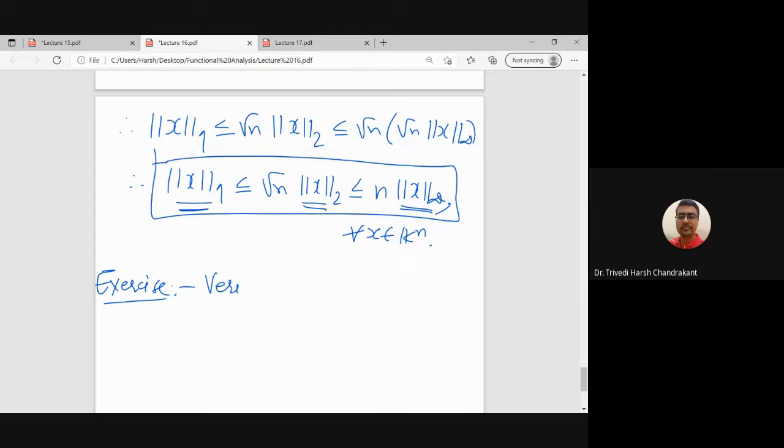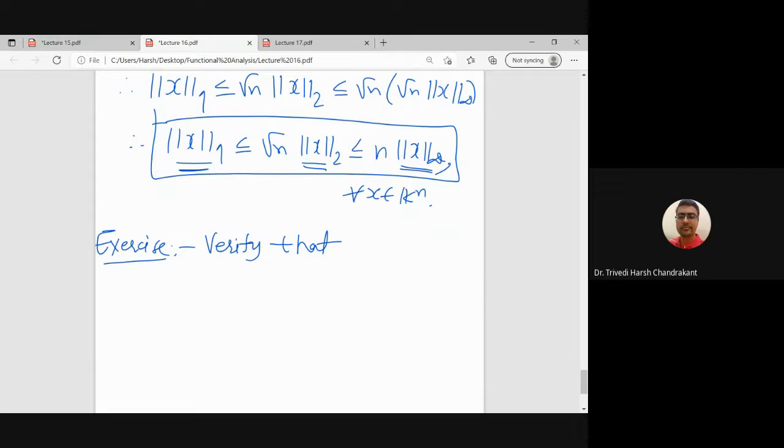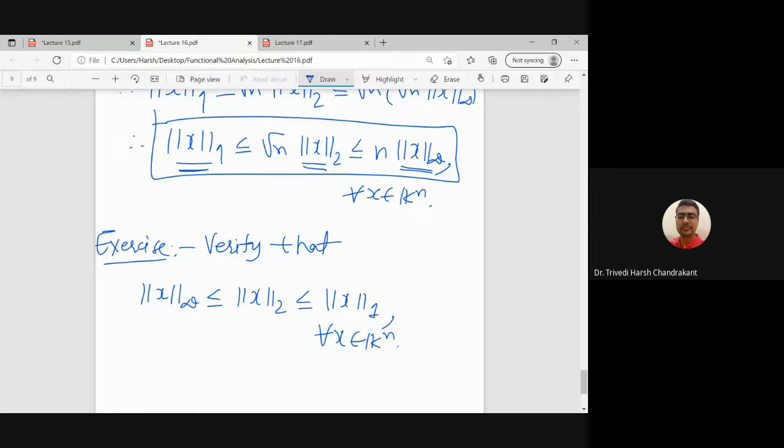Verify that the infinity norm of x is less than or equal to the 2 norm of x, which is less than or equal to the 1 norm of x. This is very simple. Just by taking n equal to 2, you will be able to prove it very easily.